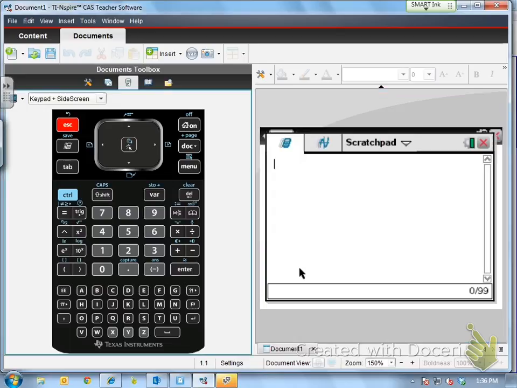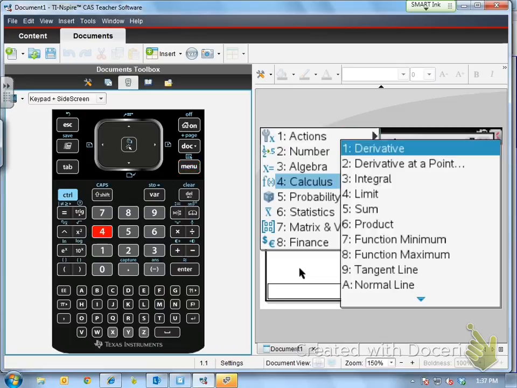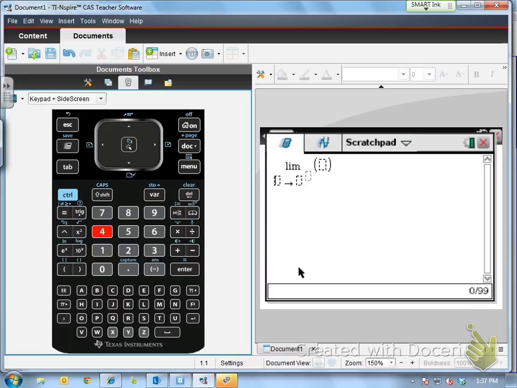So either get to a calculator screen in your document, or if you hit the scratch pad button, it gives you a calculator page, you just can't save it. So if we want to actually use our calculator to find the limit, we go to Menu, and you'll notice there's a Calculus menu, number 4, and there's a limit part. Okay, and it lets you enter it in exactly as it's written.